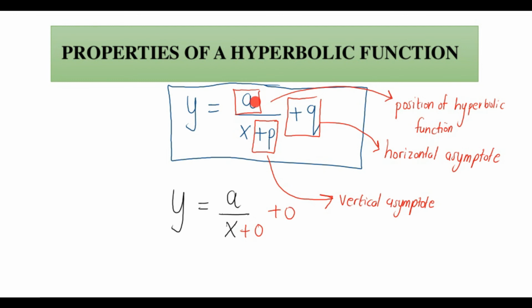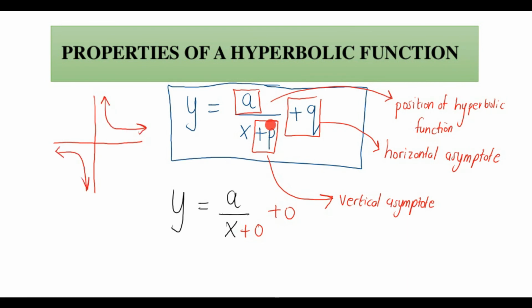Another thing that I want you to take from this video is that the a tells you about the position of your hyperbolic function, all right? If there is a 0 for your p and a 0 for your q, you just know that you've got your standard or your most basic hyperbolic function, that is in your first and in your third quadrant, right?